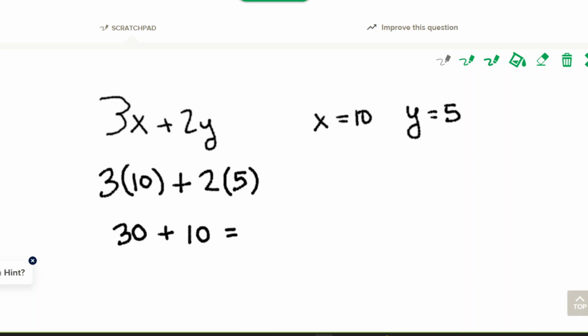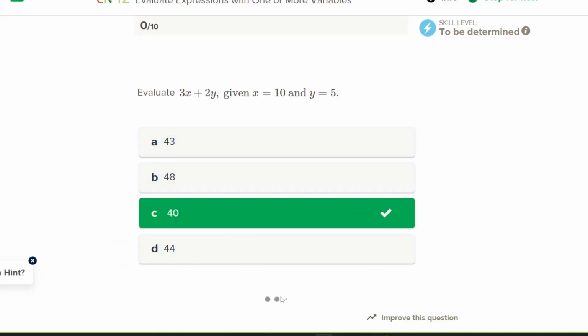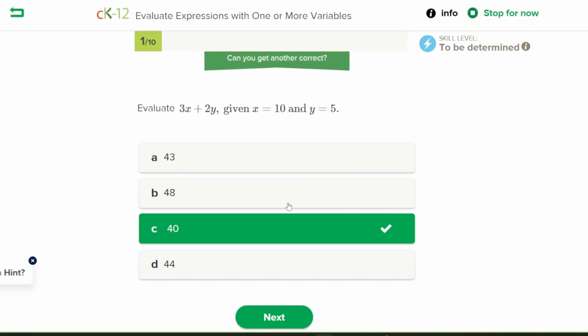And now I've performed the multiplication from left to right, and now I will go from left to right and perform the addition, and there's only one addition to perform. 30 plus 10 is 40. So the value of the expression when x is 10 and y is 5 is 40. So that's what I'll select up here. That was choice C. Check it out. You're told if you're correct or not, and if you're incorrect, they just throw some more problems at you until you build up your skill level.